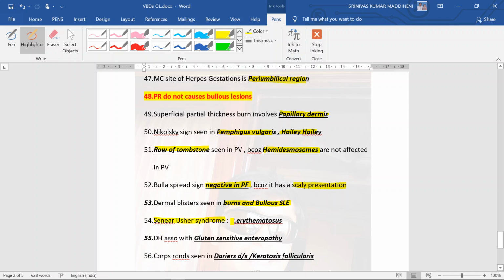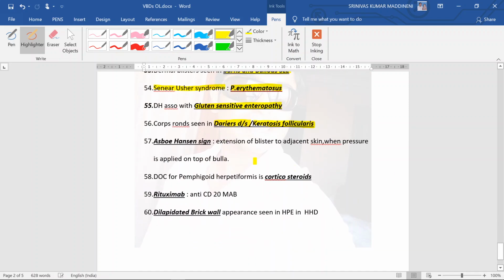Senear-Usher syndrome is associated with pemphigus erythematosus. Dermatitis herpetiformis is associated with gluten-sensitive enteropathy. Corps ronds are seen in Darier disease. It is also called keratosis follicularis. Asboe-Hansen sign is the extension of the blister to adjacent skin when pressure is applied on the top of the bulla vertically. Drug of choice for pemphigoid herpetiformis is corticosteroids.